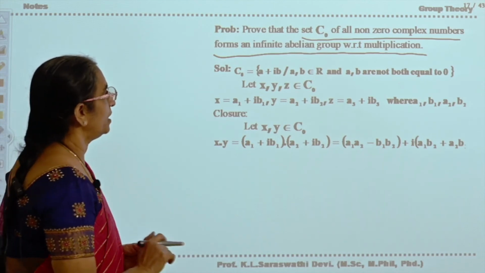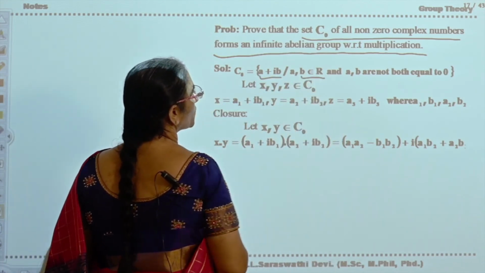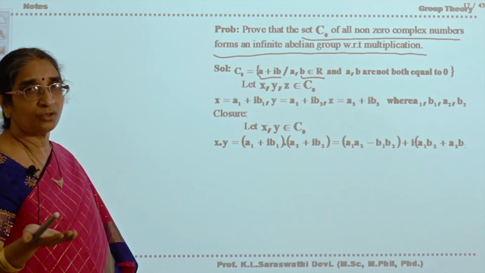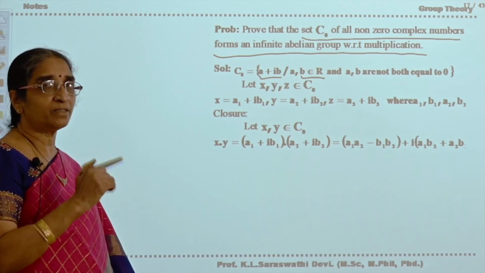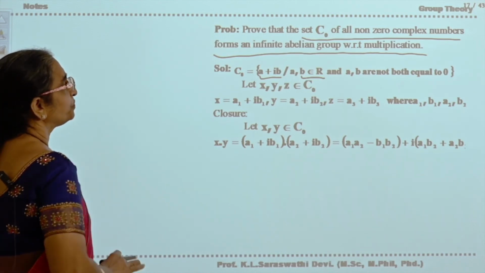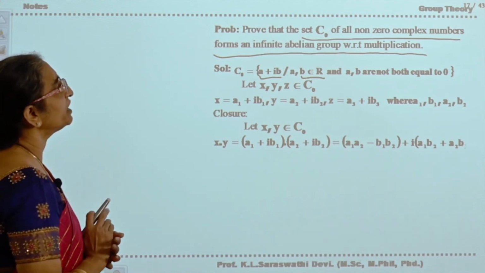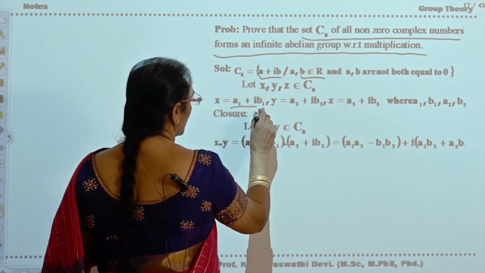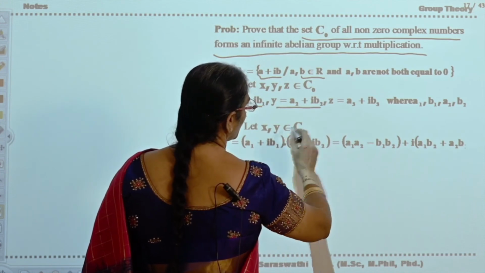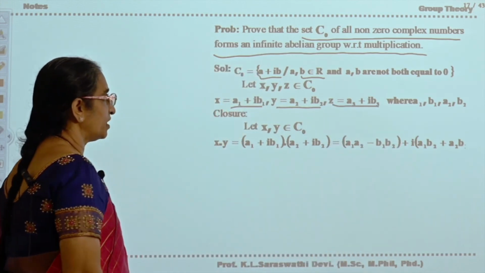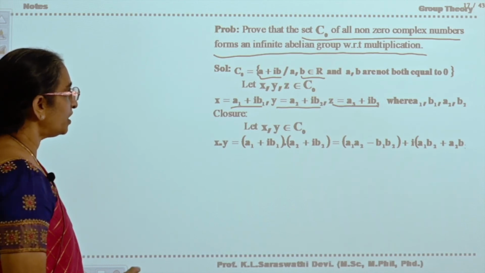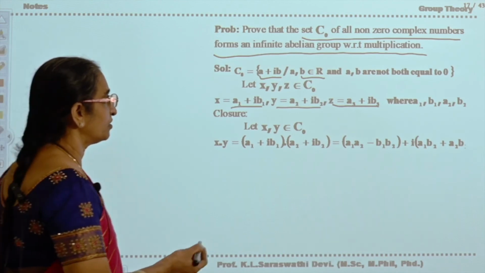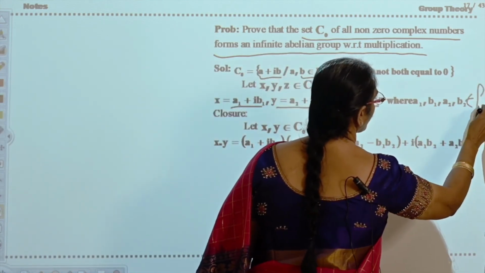C naught is a plus ib, where a, b belong to R, and a, b are not both equal to 0. If a is equal to 0, it will be only an imaginary number. If b is 0, it will be a real number. That's why a and b are not both 0. Similarly, x is a1 plus ib1, y is a2 plus ib2, z is a3 plus ib3. a1, b1, a2, b2, a3, b3 are all real numbers, belonging to R.